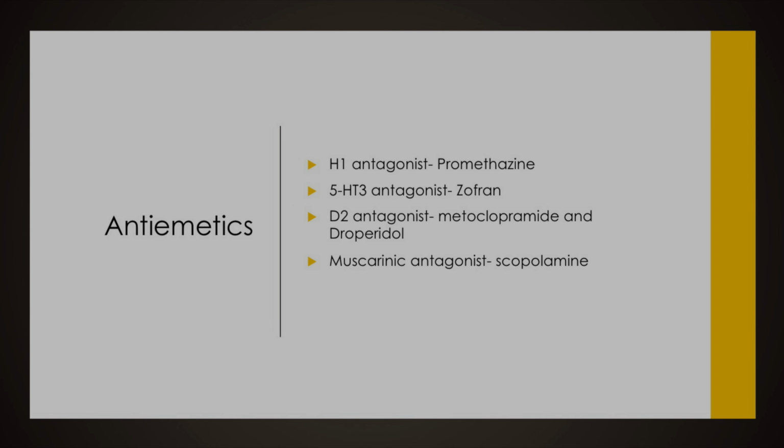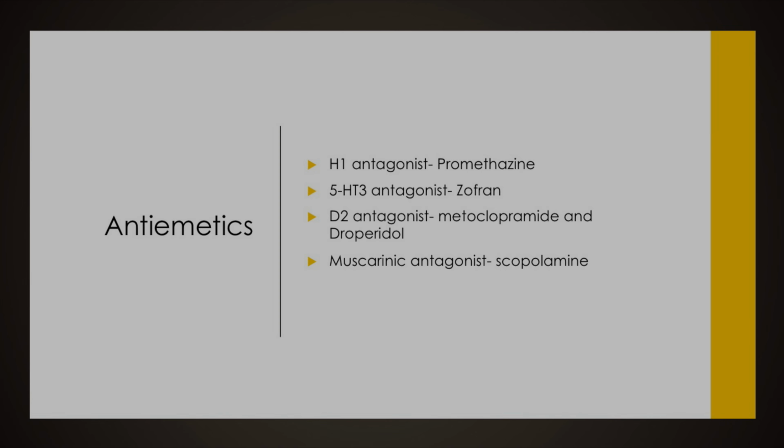5-HT3 antagonists like ondansetron, Zofran, block serotonin receptors in both the GI tract and the chemoreceptor trigger zone, making them great for medication induced nausea and common EMS nausea complaints. D2 antagonists like metoclopramide and droperidol block dopamine receptors in the CTZ and are often helpful in migraines, gastroparesis, and dopamine driven nausea patterns. Muscarinic antagonists like scopolamine primarily target vestibular causes like motion sickness.